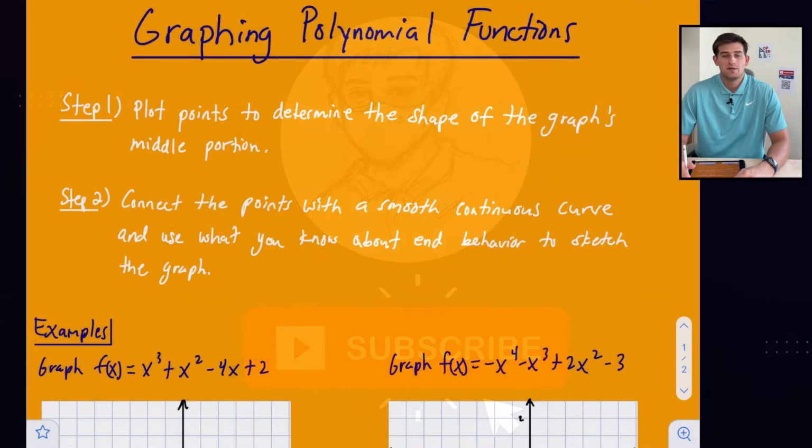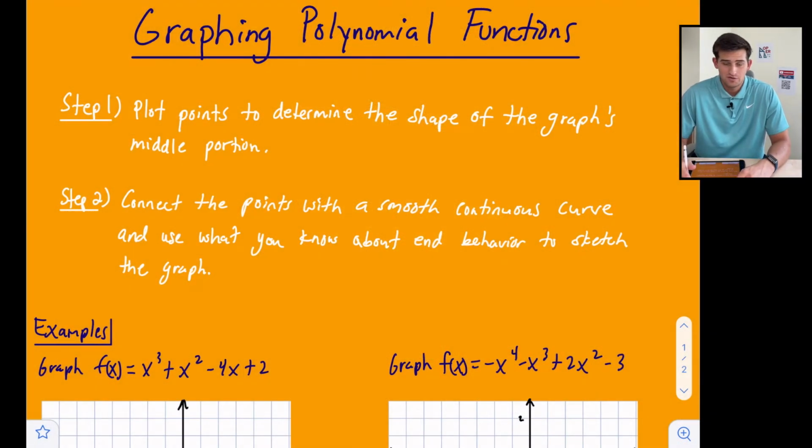In this video, we're going to talk about how to graph polynomial functions. So it's a two-step process. Let's check out step one. Step one says to plot points to determine the shape of the graph's middle portion. So these are going to be x values that we plug into our polynomial function or our polynomial equation, and we solve for the y value, and that's going to give us a coordinate. We can plot those points, and then we can draw our curve through those points.